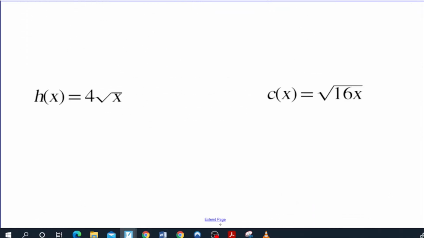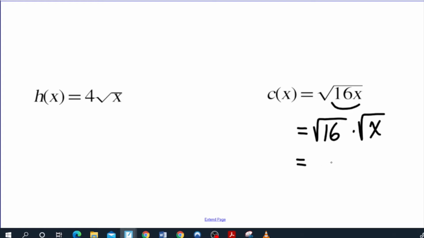Here's another example with a different function. We've got 4 root x compared to 16x all rooted. And when you have a situation like this one, you can actually consider it as 2 separate roots.